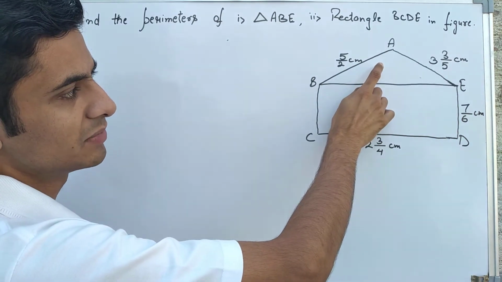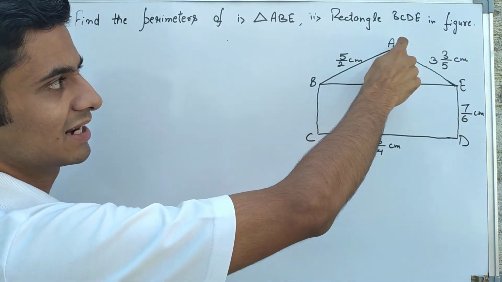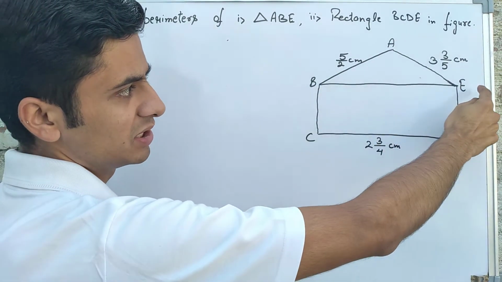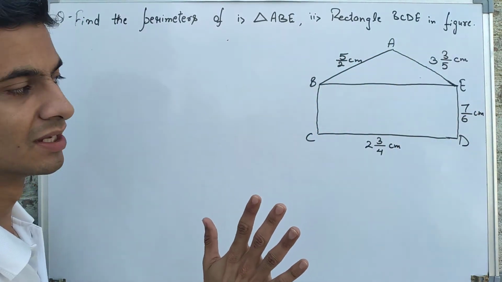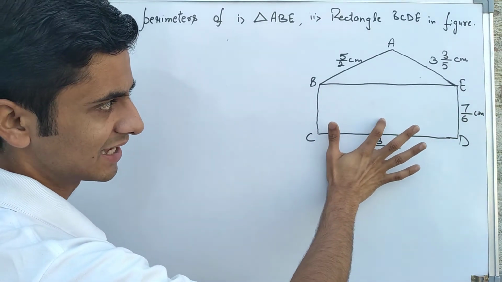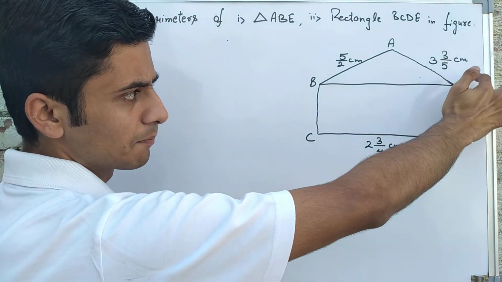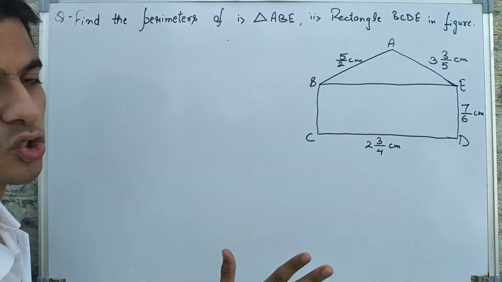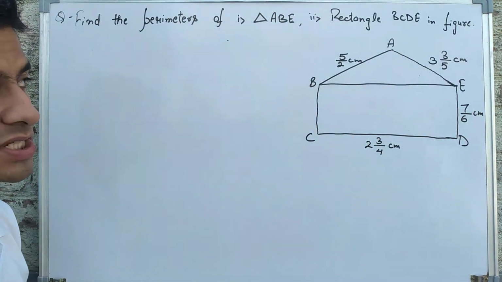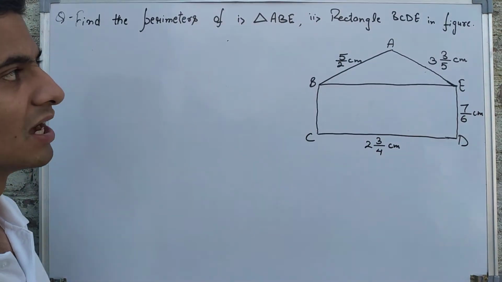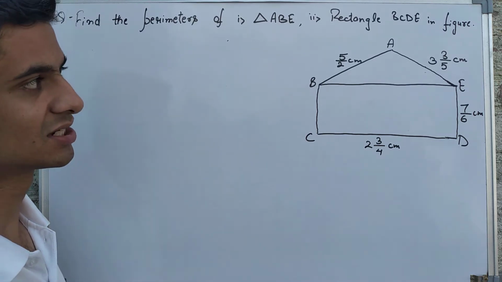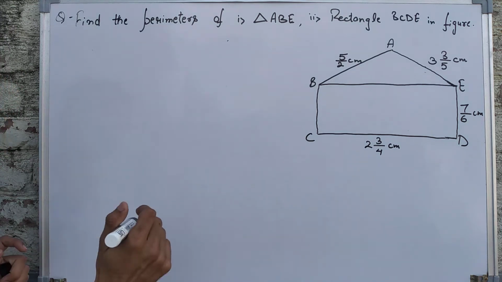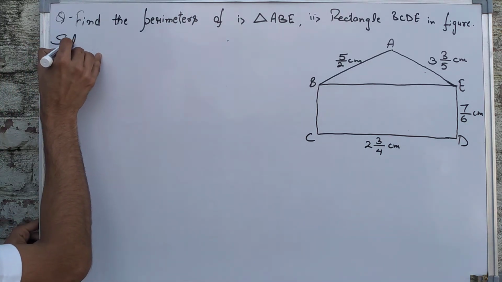If you ask perimeter of this triangle ABE, what would be its boundary? AB plus BE plus EA. Similarly, if you talk about this rectangle, its boundary will be BE plus ED plus DC plus CB. Okay, so we'll find perimeter of both these shapes and we'll utilize the concept that we learned just now, addition and subtraction of like and unlike fractions. Okay, let us see its solution.